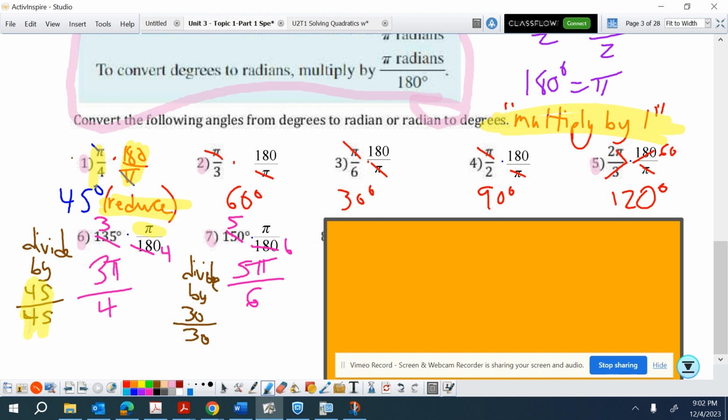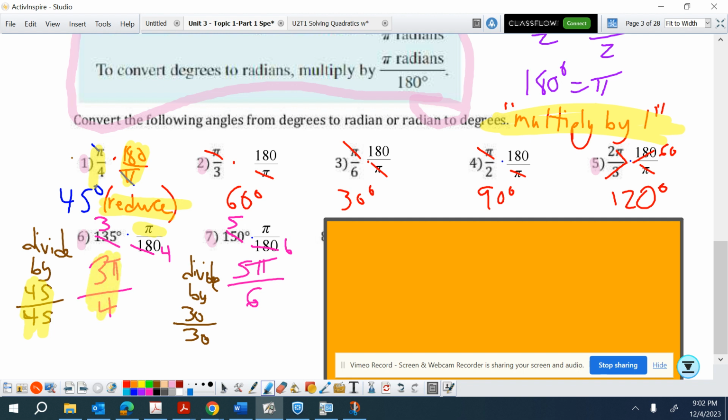45 is that number, so just like I can multiply every fraction by 1, I can divide every fraction by 1. So I'm dividing by 45 over 45. 135 divided by 45 is 3, and 180 divided by 45 is 4. I'm introducing pi into the problem. Final answer for number 6.